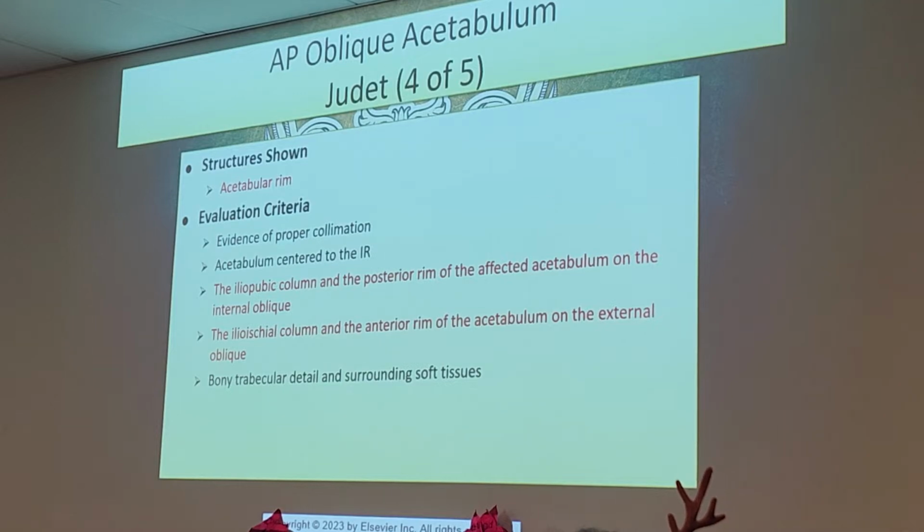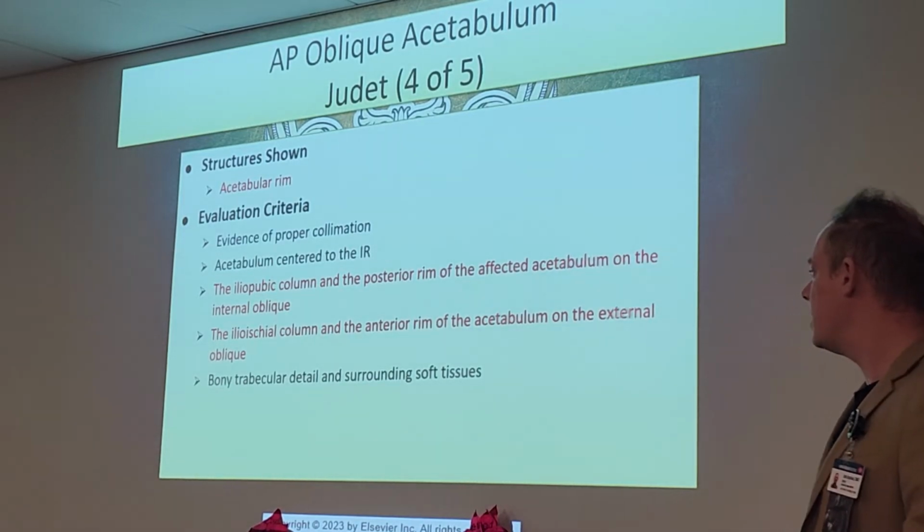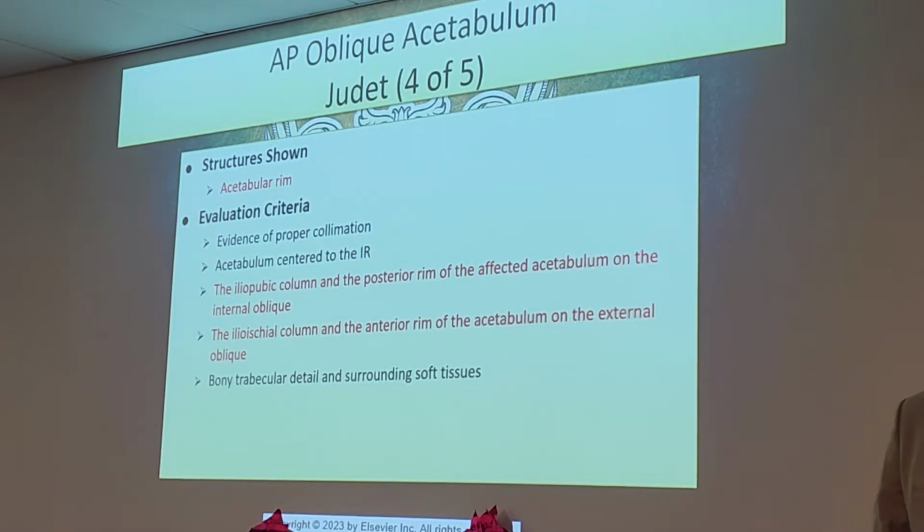All right, so what are we looking at? The acetabular rim, and specifically the iliopubic column and the posterior rim of the acetabulum on the internal oblique, the ilioischial column and anterior rim on the external oblique. You know how those are different depending on the obliques. Iliopubic versus ilioischial. And then posterior rim versus anterior rim.